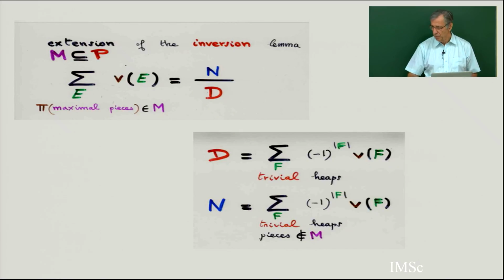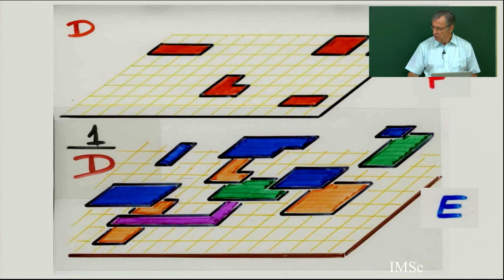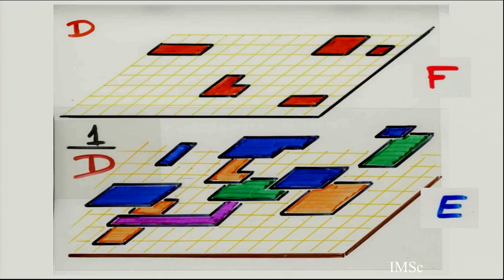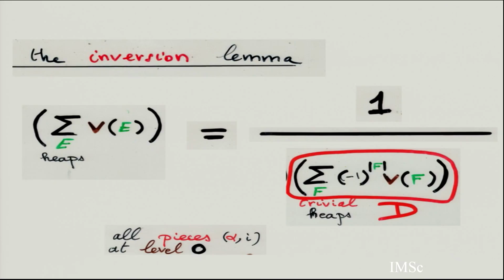So in the 1 over D, are you doing an alternating? I mean, you're changing it to D is alternating, yes. D is the denominator, the generating function of trivial heaps with alternating plus or minus. D for denominator.